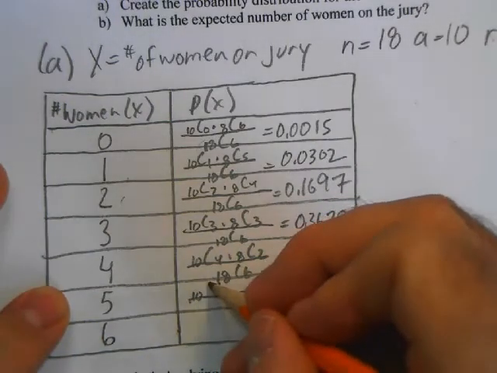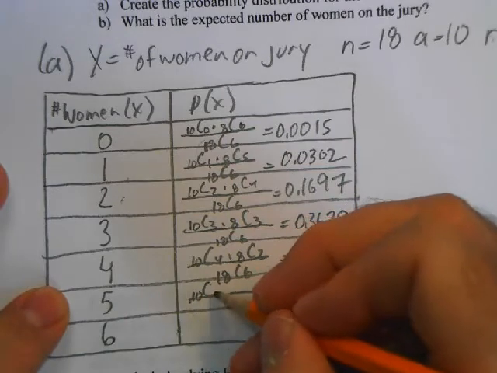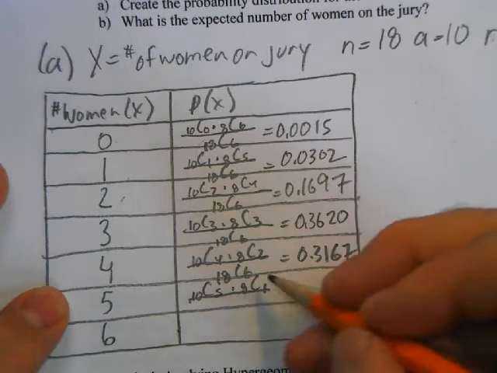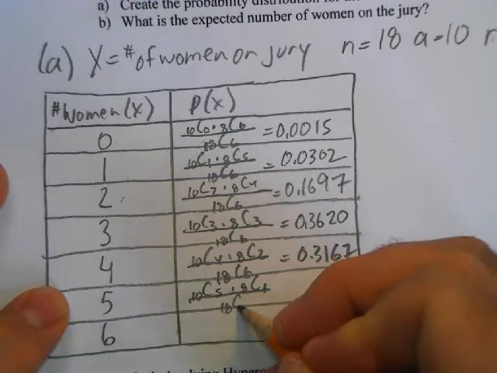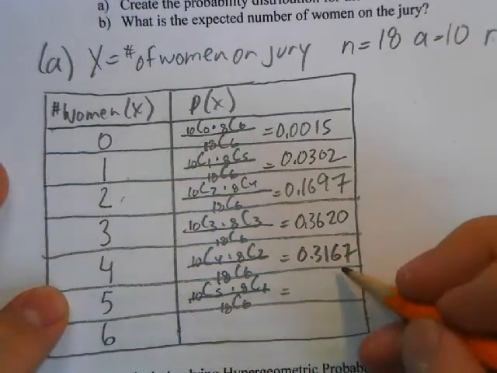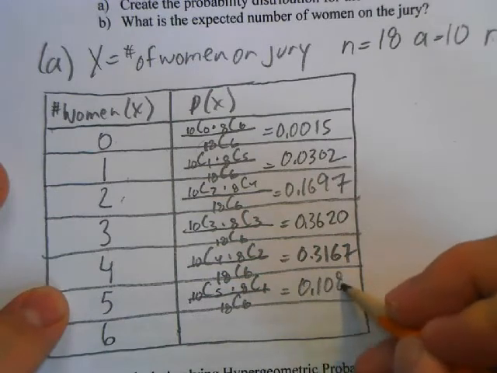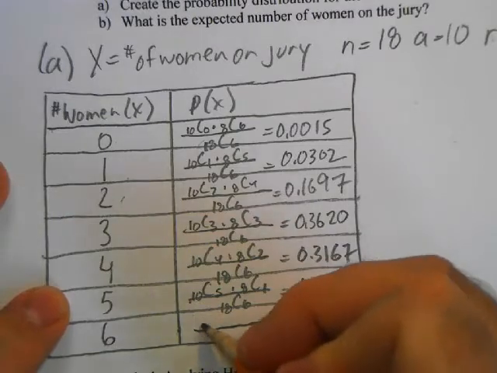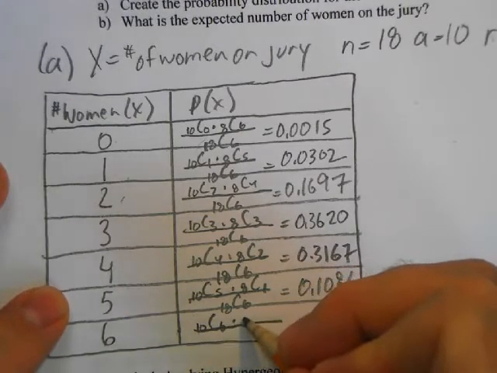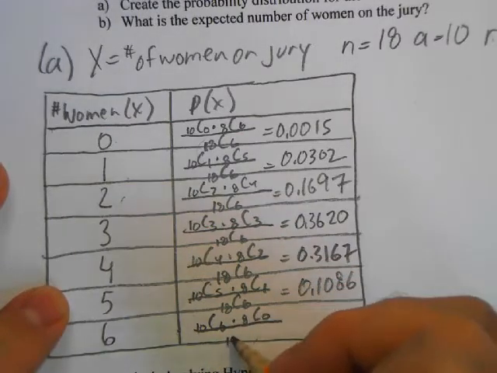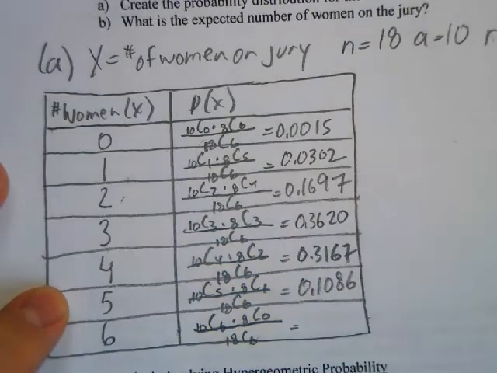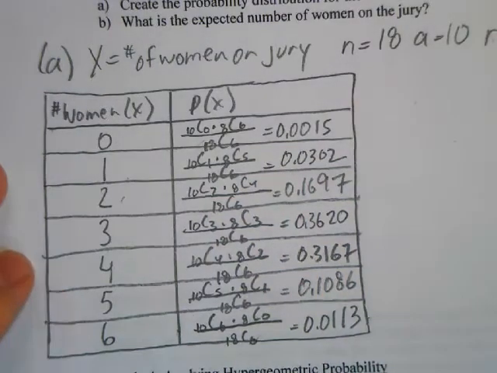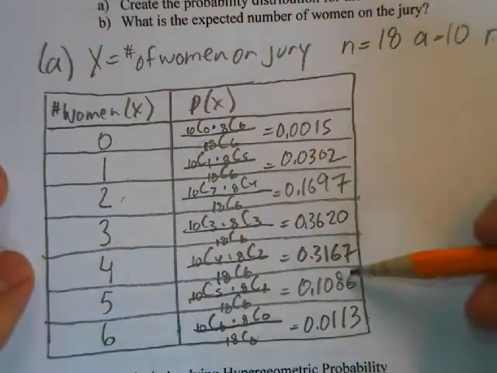10 choose 5 times 8 choose 1. So 5 women, 1 man, over 18 choose 6. That's 0.1086. So definitely gone down. And then finally, for all women, 10 choose 6 times 8 choose 0 over 18 choose 6. That is equal to 0.0113. Okay, so you can see the probability distribution here.